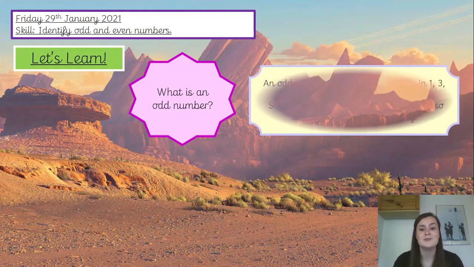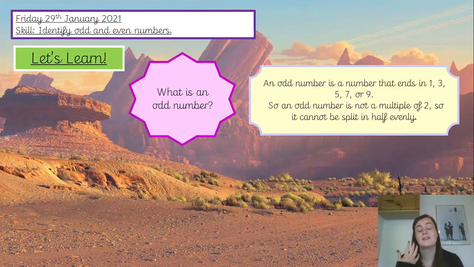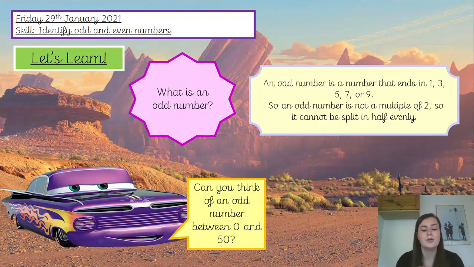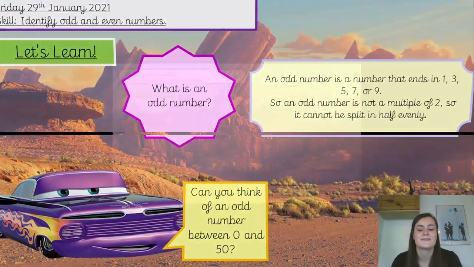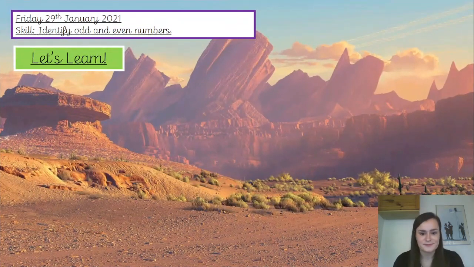So hopefully you said an odd number is a number that ends in 1, 3, 5, 7 or 9. So they're the opposite, aren't they? An odd number is not a multiple of 2, so it's not in your 2 times table, and it cannot be divided into 2 or split in half evenly. So can you think of an odd number between 0 and 50? You can pause the video, tell your partner any odd numbers. You can think of more than one. How many odd numbers can you think of that are between 0 and 50? Well done. There we go.